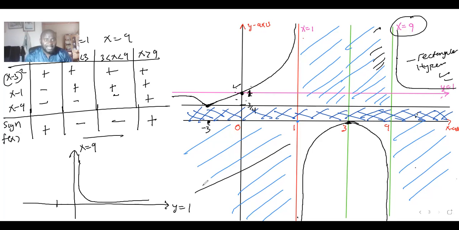So a rectangular hyperbola is only possible if there are two asymptotes meeting, one horizontal and the other one vertical. So it turns like a rectangular hyperbola.